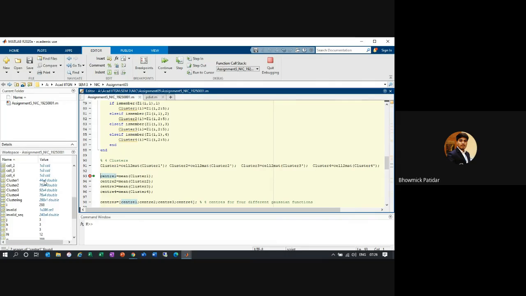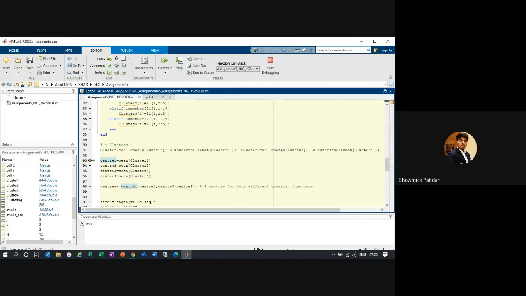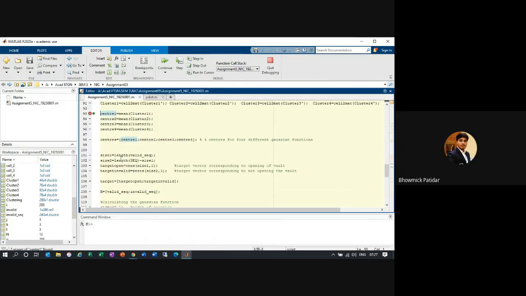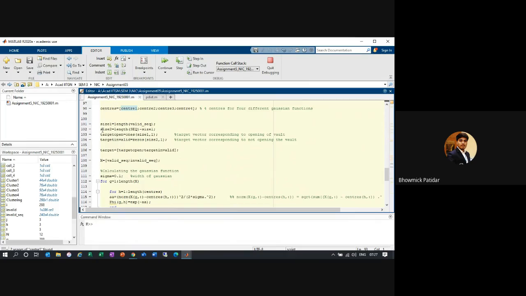So cluster 1 contains 44 patterns, cluster 2 contains 76 patterns or sequences, 92, and likewise. Here we find the centers of each and every cluster. The centers would be the ones above which the basis Gaussian functions will be placed. So we want four Gaussian functions to be used, so we need four centers of the four clusters that we have found. Center 1, center 2, center 3, center 4 are the four centers of the respective clusters, and we have the values of the centers here.